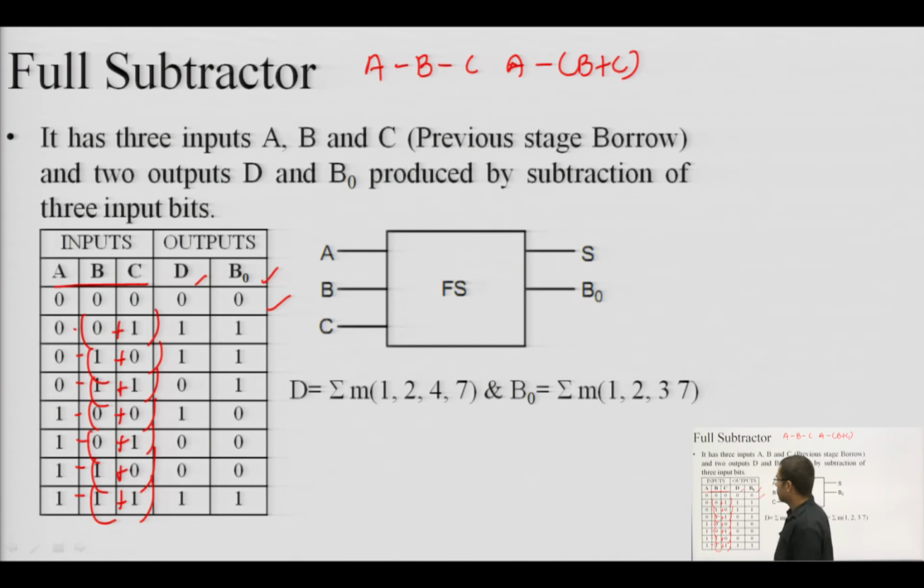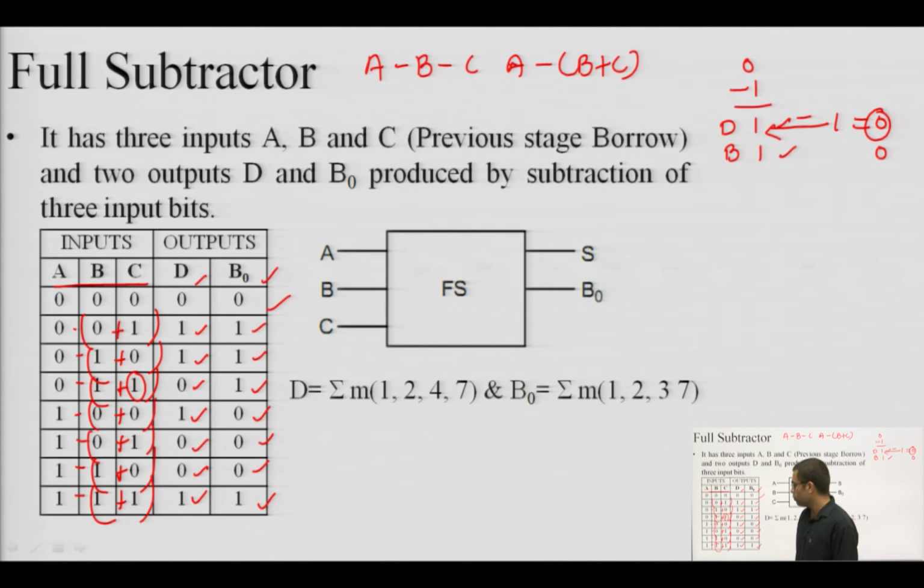Similarly, we can proceed further. 1 minus 0 plus 0, difference is 1, borrow is 0. 1 minus 0 plus 1, ultimately both are 0. Similarly, 1 minus 1 plus 0, difference is 0, borrow is 0, and the last case 1 minus 1 plus 1, that means 1 minus 2. Ultimately, it cannot be computed because we are subtracting a larger number from a smaller number. So, definitely borrow will be there. So, the answer will be difference 1, borrow 1.